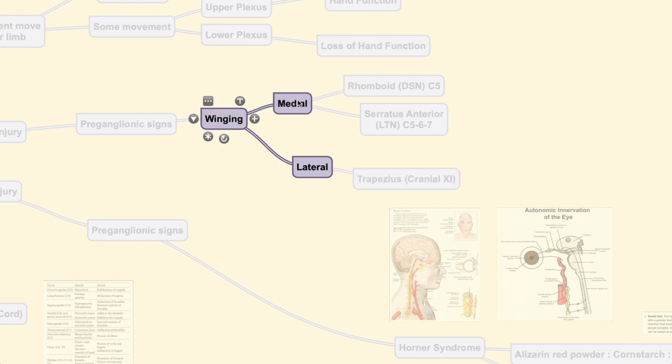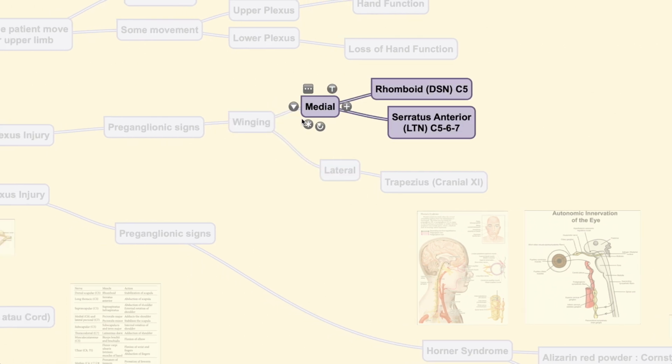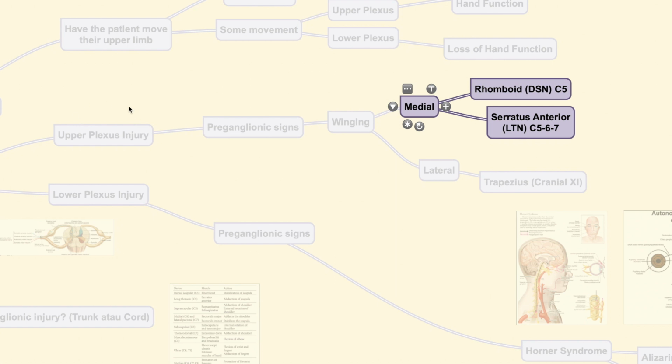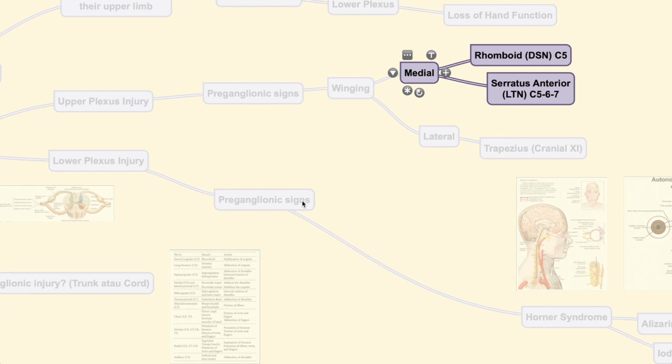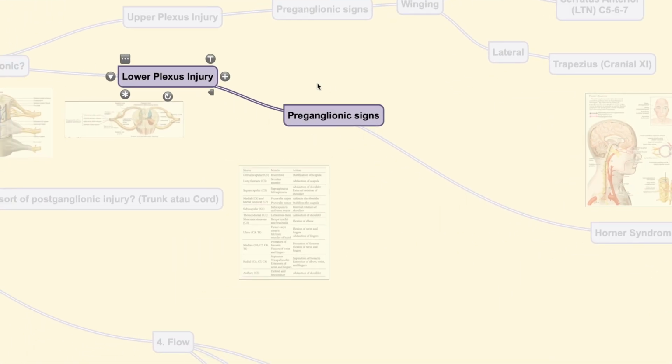Now, to differentiate these two types of winging, you need to notice where the lower angle of the scapula moves to. When it goes towards the medial side, it is a medial winging, and when it goes to the lateral side, it is a lateral winging. The winging that we are talking about in a brachial plexus upper type preganglionic injury would be a medial winging. Now, the next thing we need to find is the preganglionic signs for a lower plexus injury.